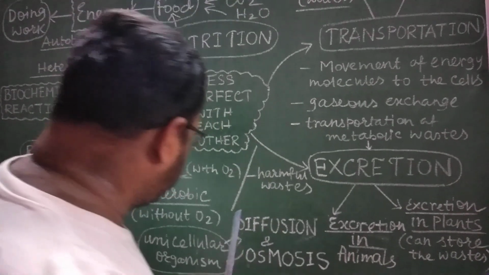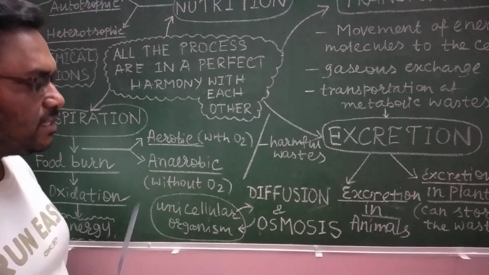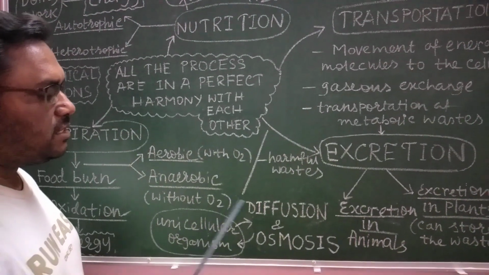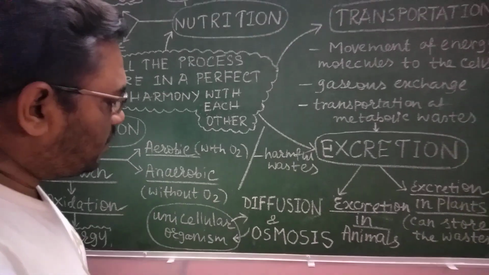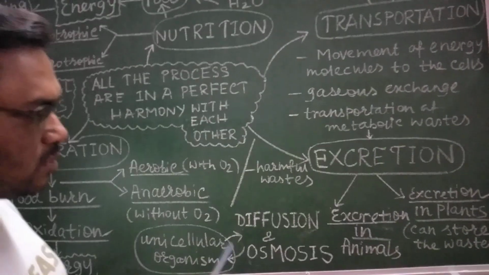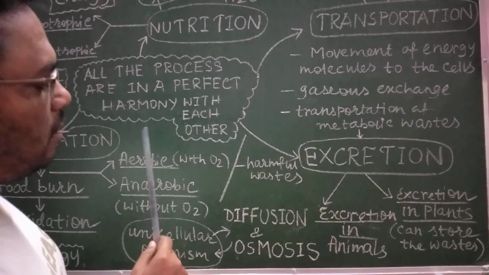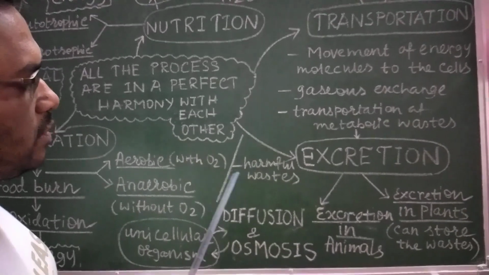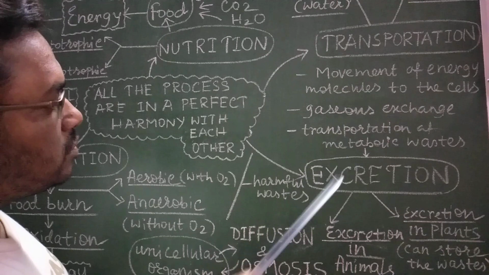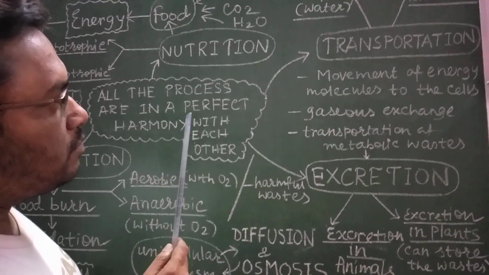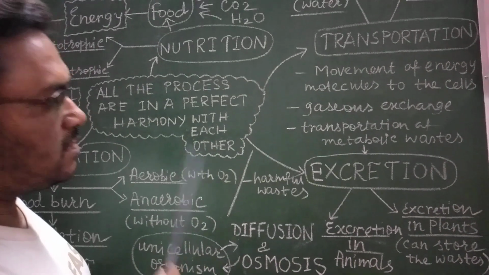Here one thing is that in a unicellular organism, all these processes are done by a single cell. For that reason they need diffusion and osmosis processes, because these cells are always in very close link with the surrounding atmosphere. But in a multicellular organism, the body is not very closely linked with the surroundings, that's why they need these four different processes which are very much linked with each other to run a living organism's system.